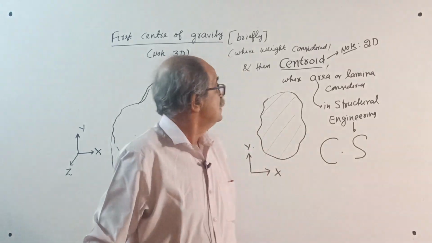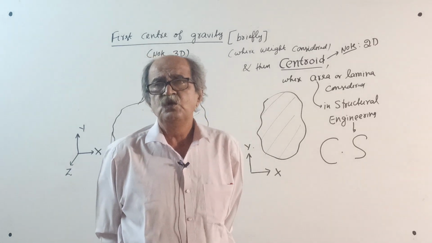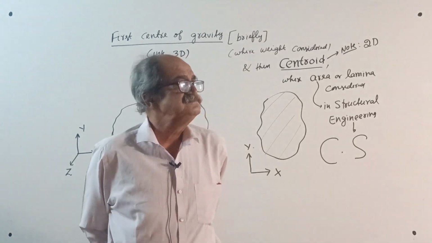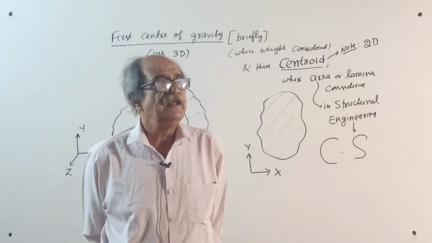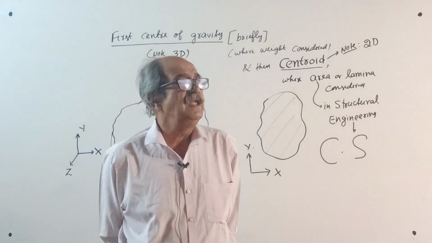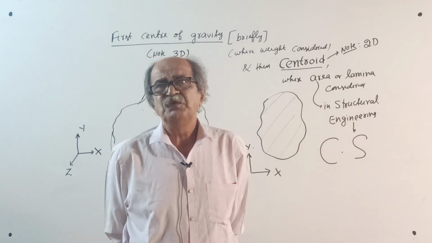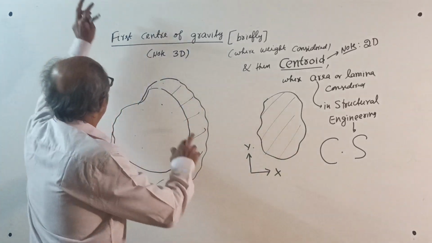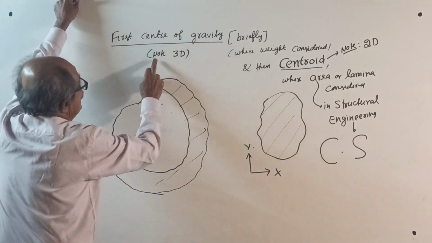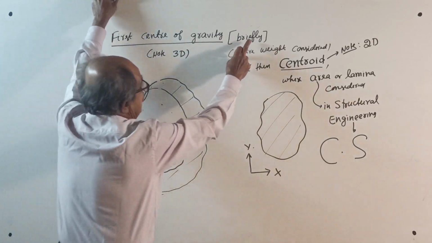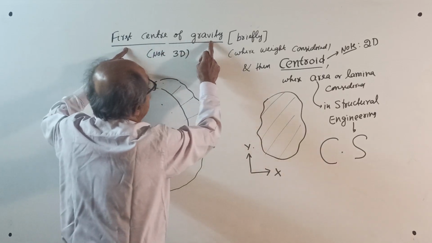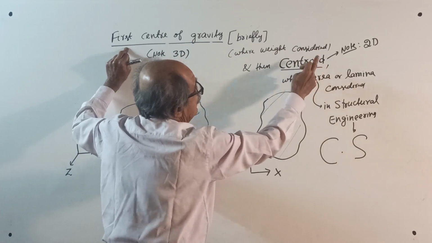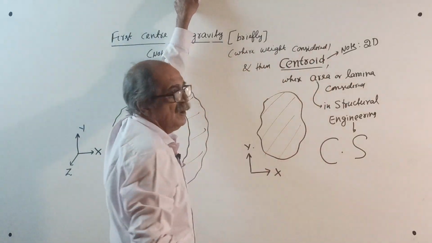Welcome to all. This is lecture number 2 for centroid and moment of inertia. Right now we are in the centroid. What is centroid and also what is center of gravity? So many times we take both the same, but technically, center of gravity is first. Center of gravity means, briefly, where weight is considered, and then we will go to centroid, where area or lamina is considered.